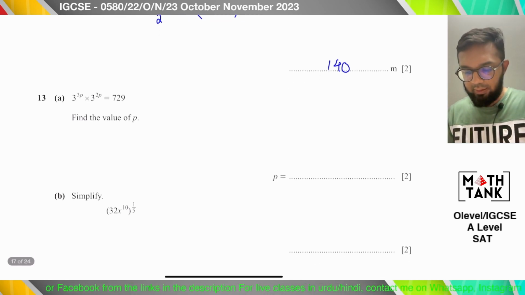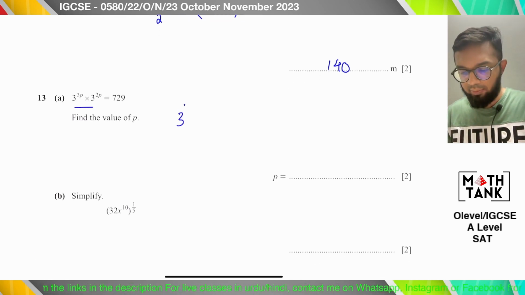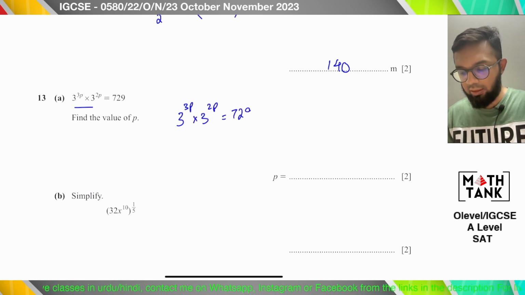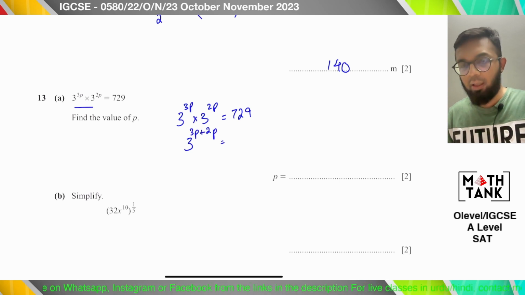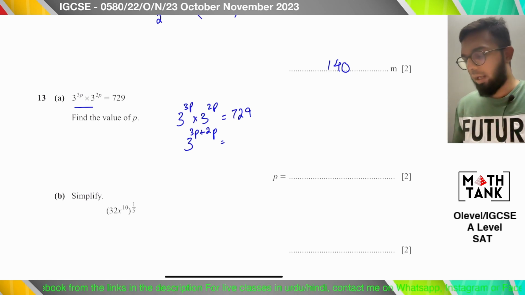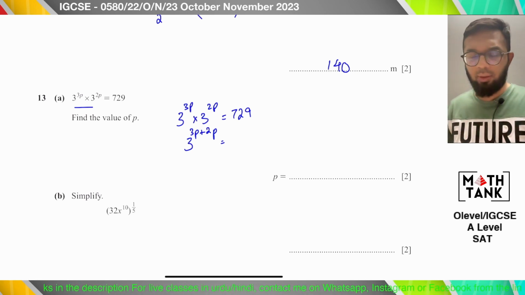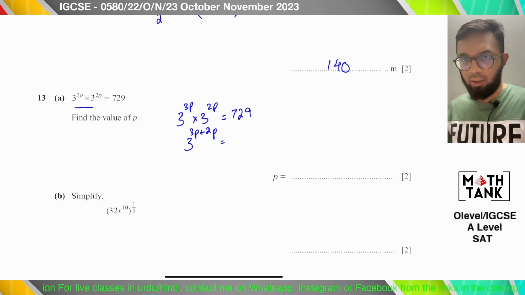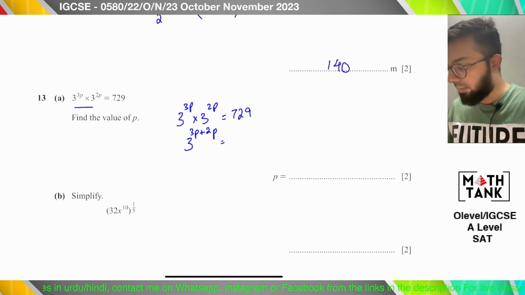This is indices. Let's do indices. 3 power 3p into 3 power 2p equals 729. So this becomes 3 power 3p plus 2p. Why? Because the bases are same. Now 729 is basically the cube of 9, or I can use my calculator to do a bit of trial and error to find out what 729 is in powers of 3.